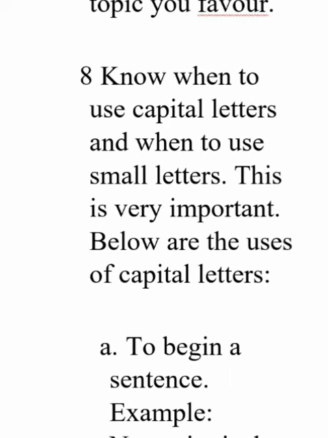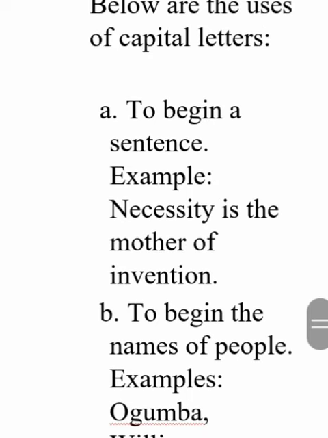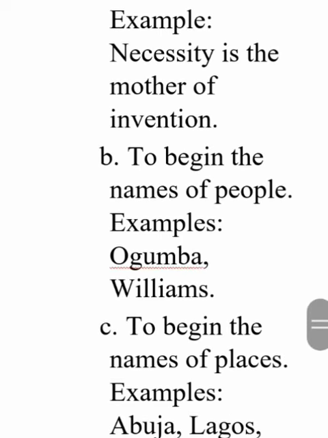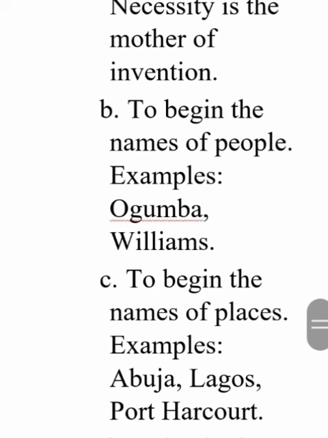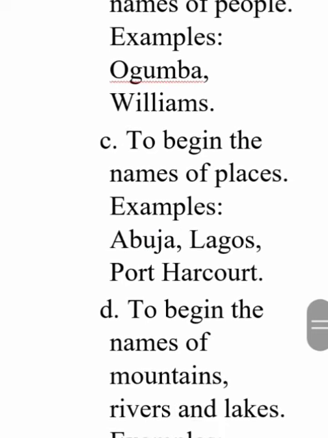A. To begin a sentence. Example: necessity is the mother of invention. B. To begin the names of people. Examples: Ogumba, Williams. C. To begin the names of places. Examples: Abuja, Lagos, Port Harcourt.